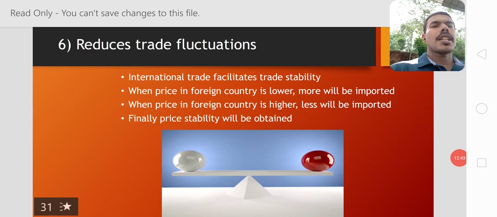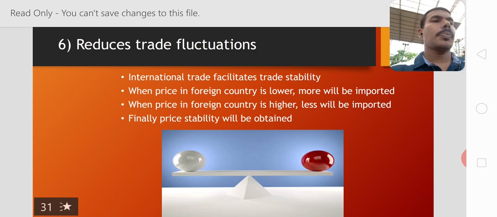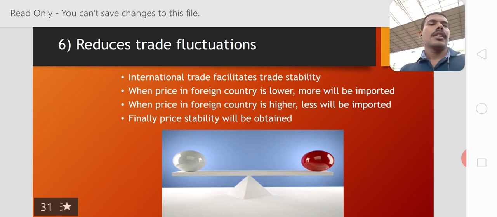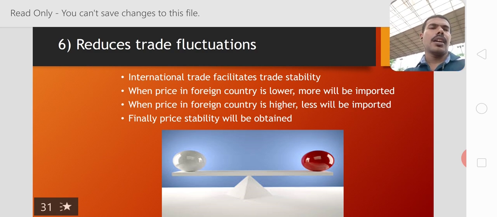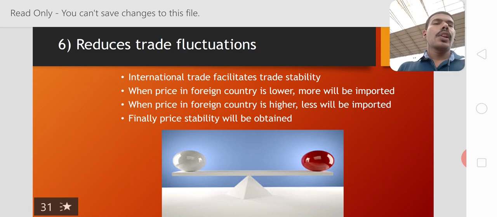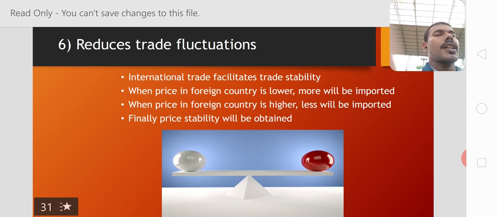Another benefit is international trade reduces price fluctuation. This is not trade fluctuation, this is price fluctuation. As international trade is in practice, price stability can be attained. When there is a higher price in the foreign country, fewer commodities will be imported as the price is high. When the foreign price is low, more commodities will be imported. So this is the way in which the foreign price and domestic price are stabilized. So finally the stability will be obtained because of international trade.